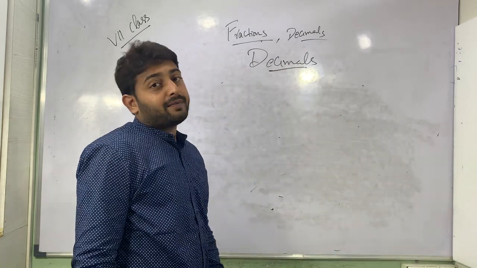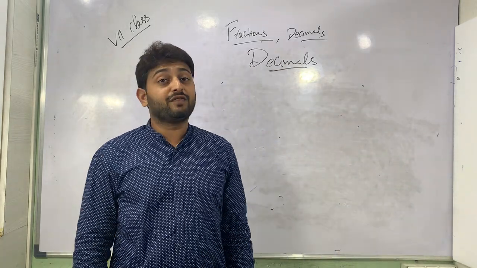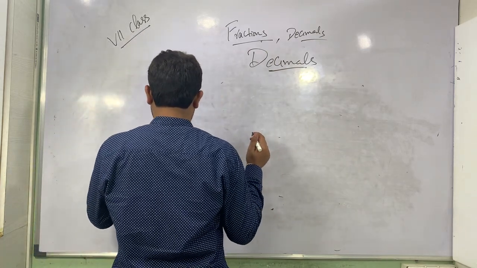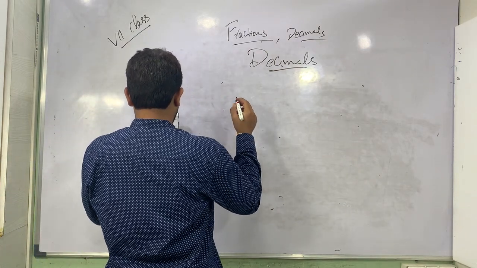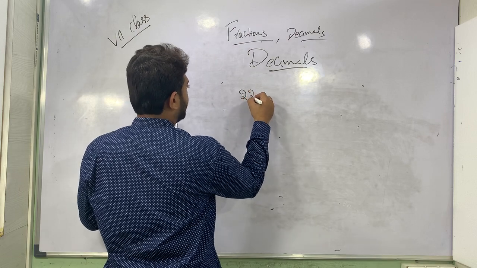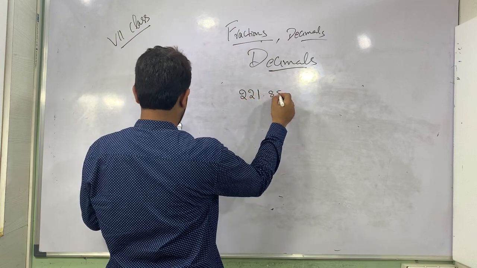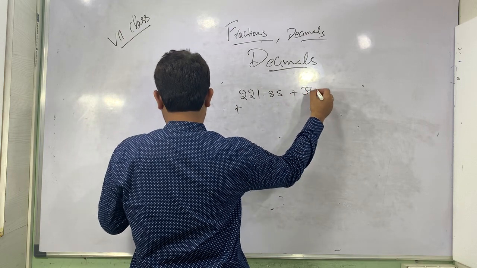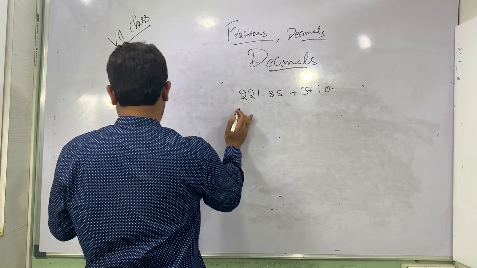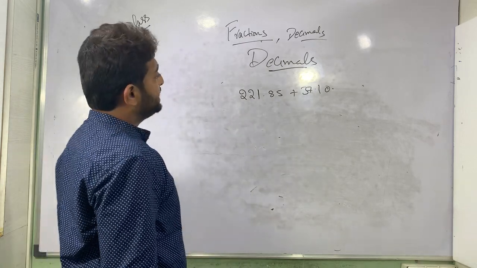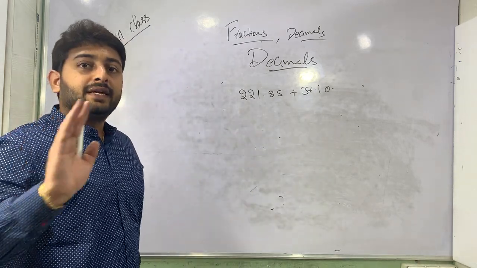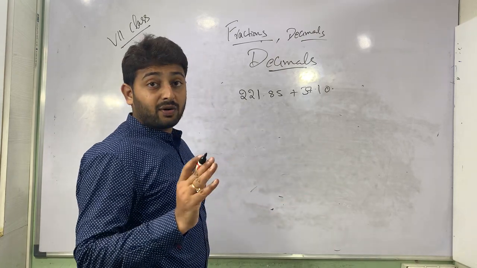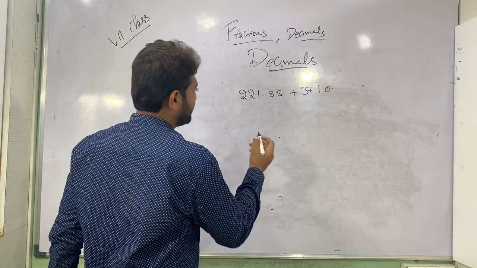Already in 6th class you might have learned about the addition and subtraction of decimals, but again we will do it over here. So the first question is 221.85 plus 37.10. Now again, while adding, the numbers before the decimal points and after the decimal points must be aligned, and the point must be in the same place. As simple as that.